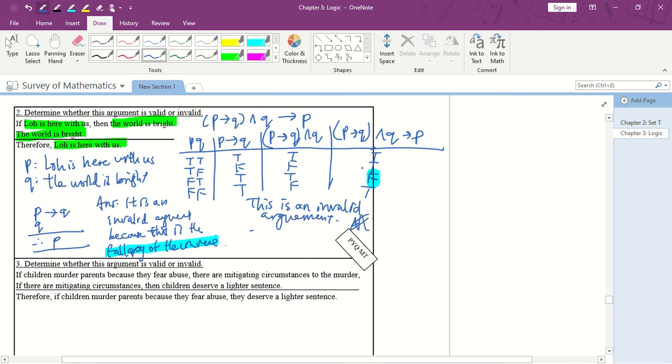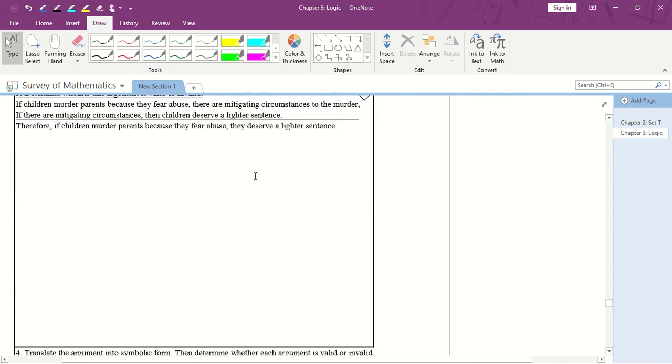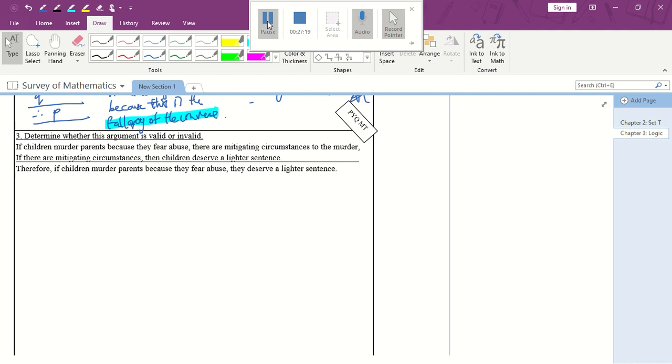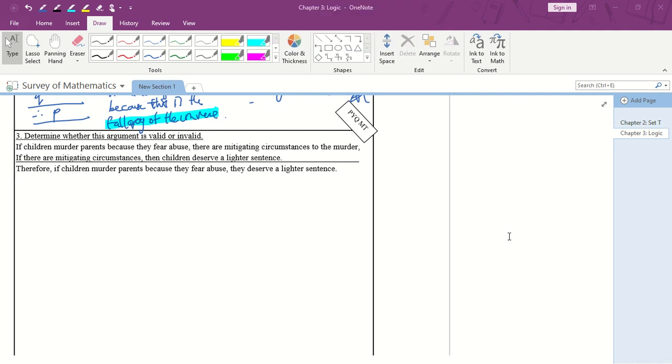And that's all. Okay, so if you do want to write the fallacy of the converse, then you need to do a truth table. Okay, and we have 2 more questions left, and we can try this one. So next question here. Determine whether this argument is valid or invalid.